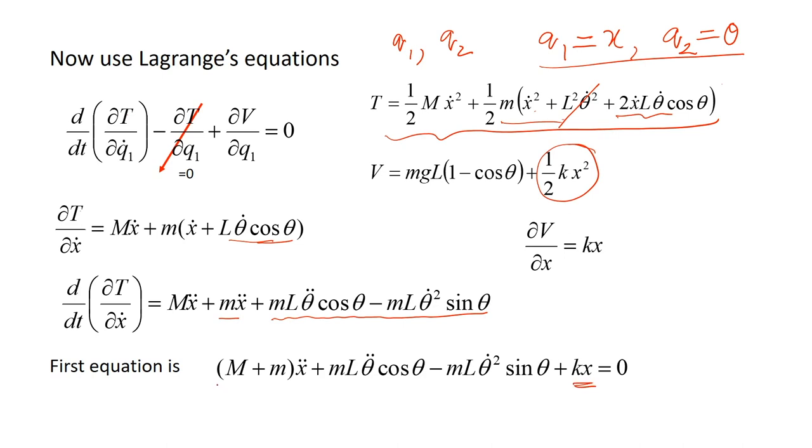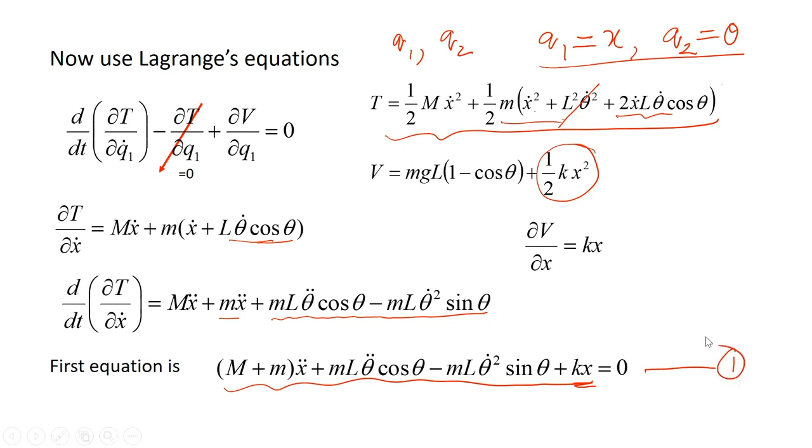So, the first equation is (M plus m) x double dot plus m l theta double dot cos theta minus m l theta dot square sin theta plus k x. This is the equation of motion of the mass capital M. So, we have obtained one equation, the first equation.